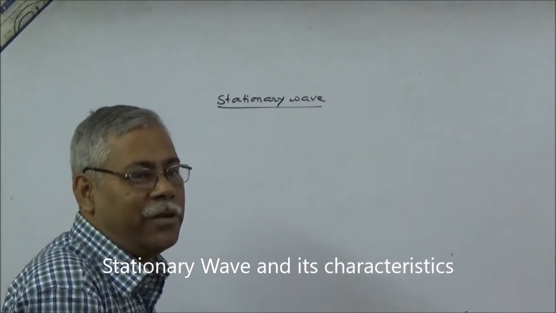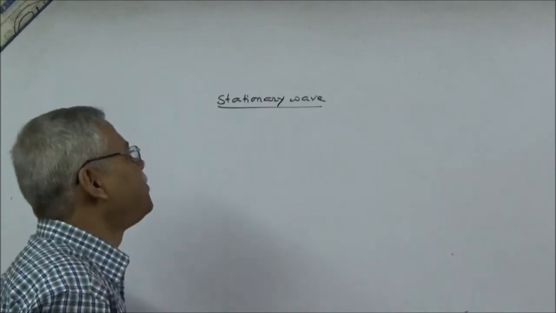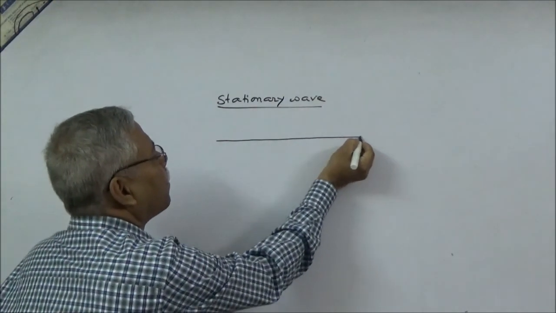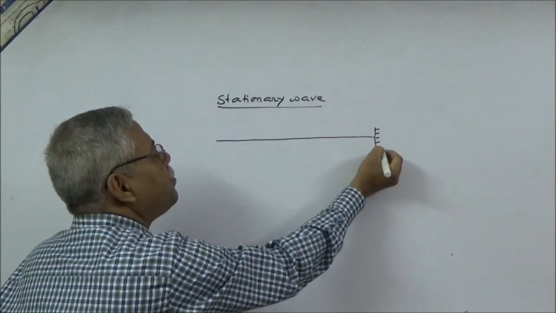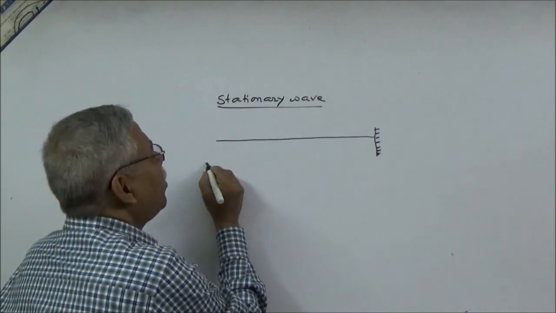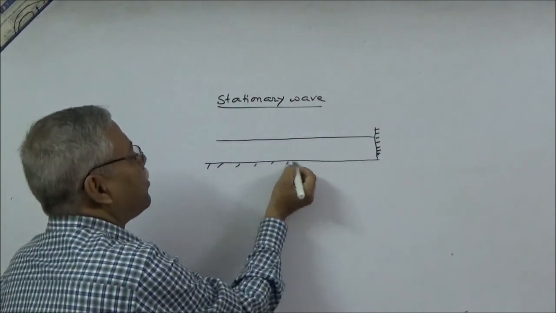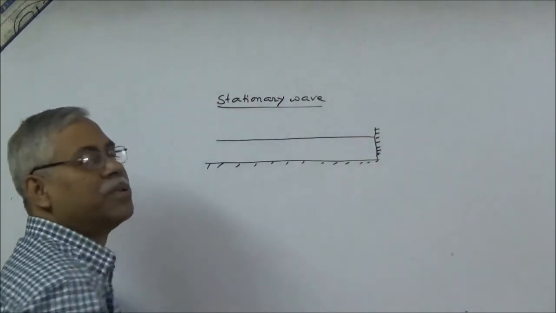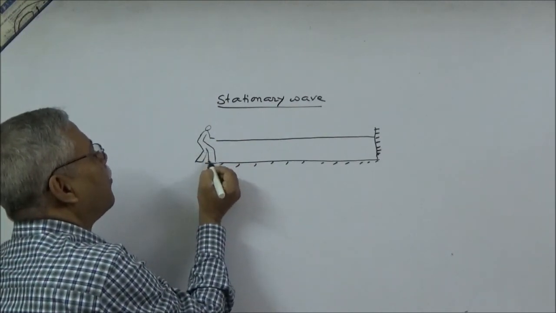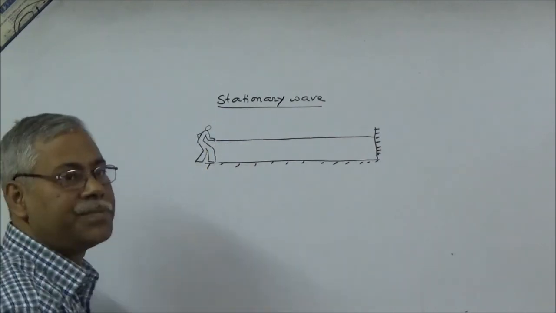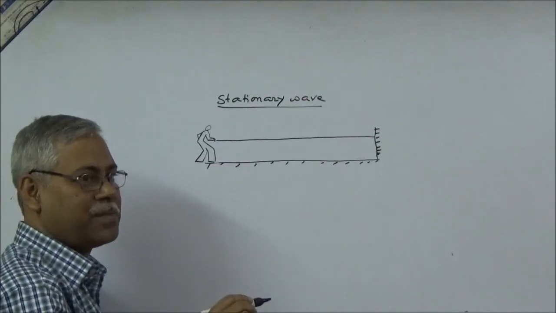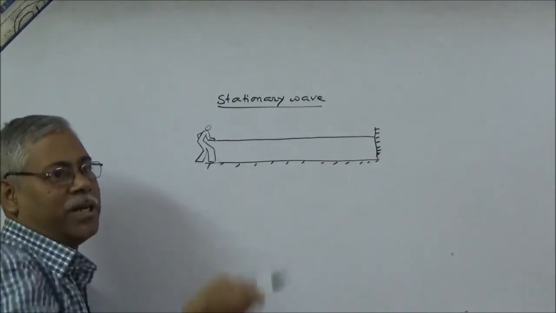Stationary wave is also called standing wave. Okay, stationary wave or standing wave. Consider a long rope, or a long string. One end of the string is fixed to the wall. You are holding the other end and imparting upward and downward jerks. Okay, so holding one end of the rope, you are just oscillating it like this.